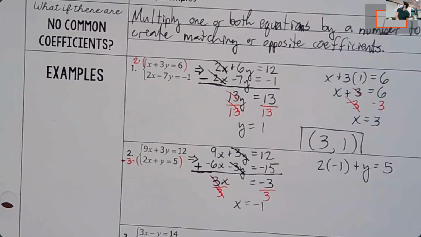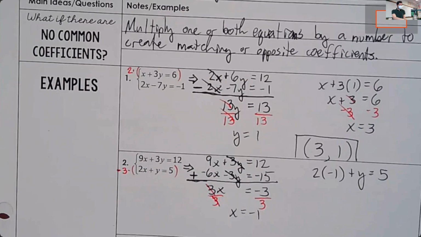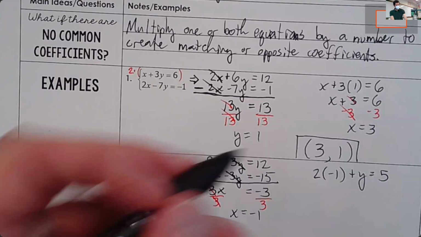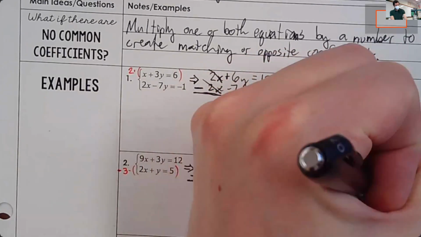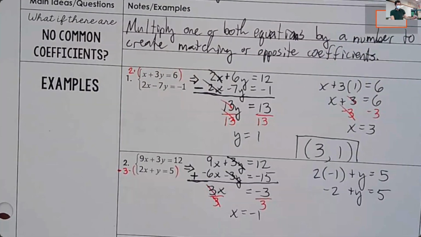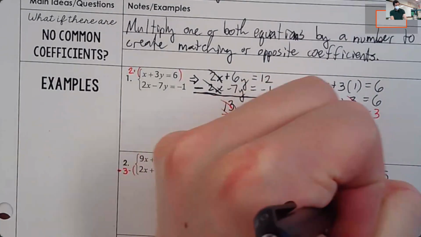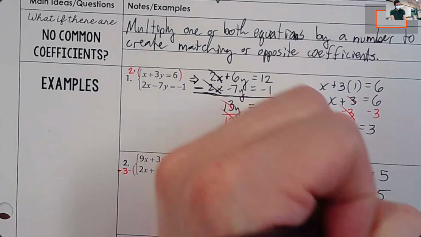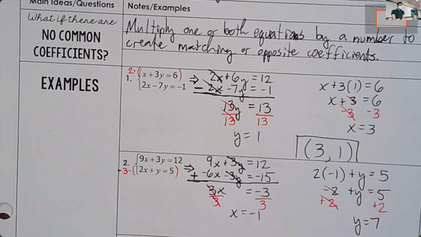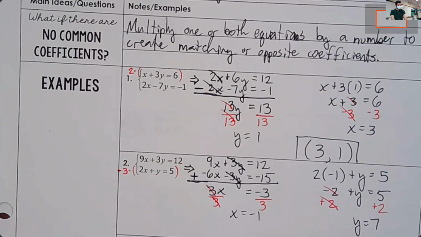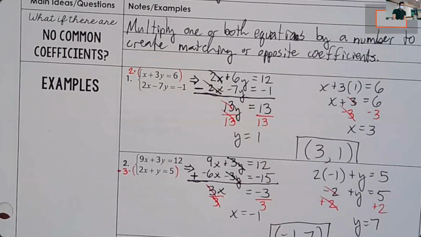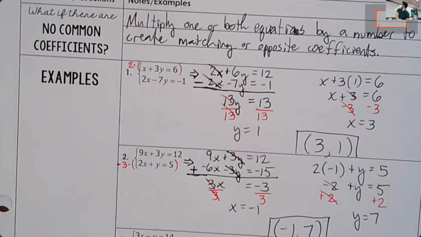So I'll put it back into that second original equation. 2 times -1, 2 times x plus y equals 5. 2 times -1 is -2, so that's -2 plus y equals 5. And then to get y by itself, we'll add 2 to both sides, and 5 plus 2 equals 7, so y equals 7. So we have an x equal to -1, and we have y equal to 7, so we're looking at -1, comma 7 for our answer on number 2.